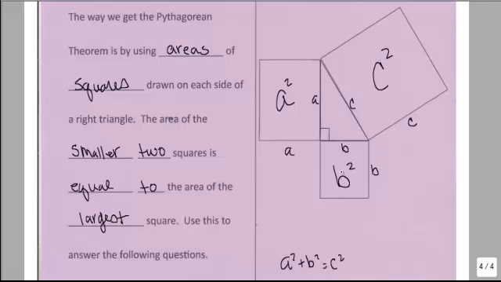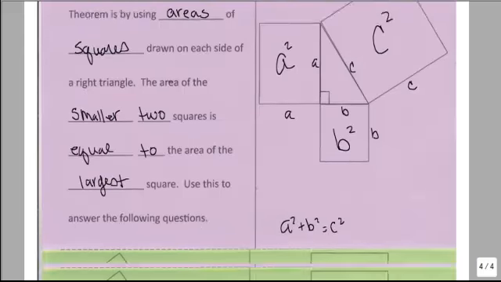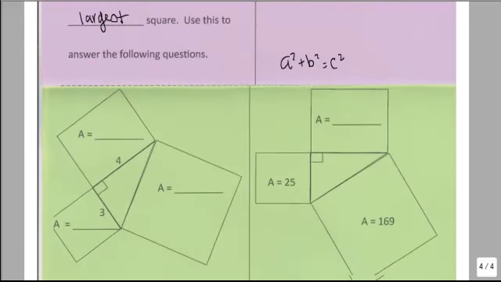So the Pythagorean theorem done in area models is actually a lot easier, and you'll see why in a minute. You don't have to do square roots and stuff like that, because after you find these two areas, you just add them together and it'll give you this third one. So let's try some problems with that.